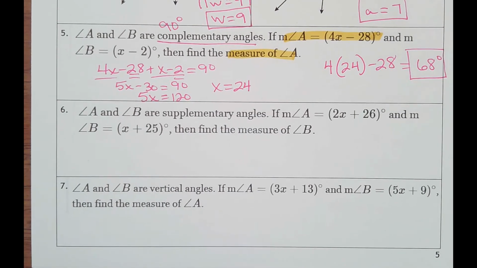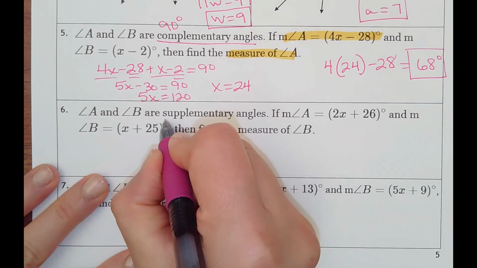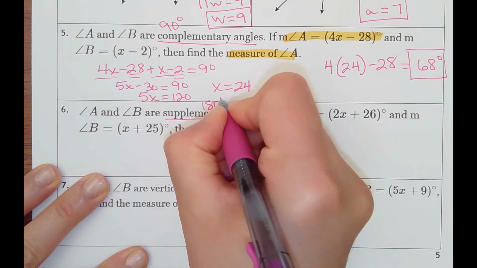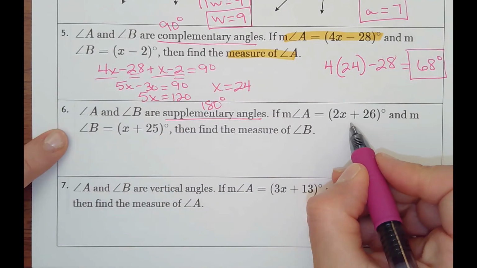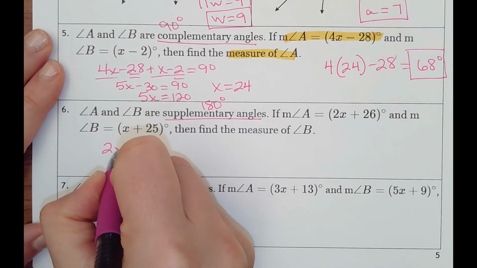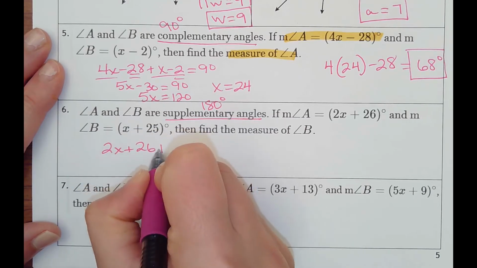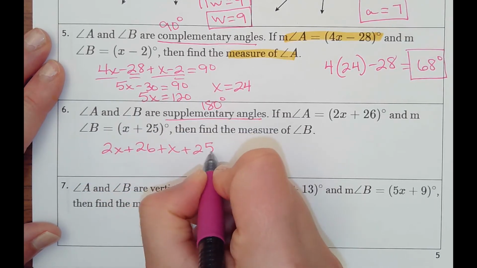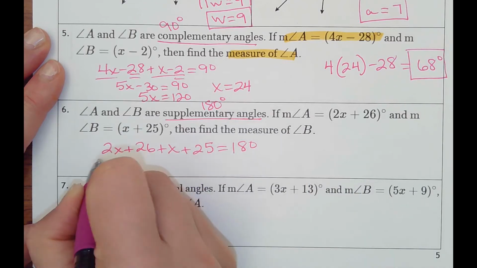Number 6, angle A and B are supplementary angles. That means they make 180 degrees. So we want to take these two angle measures and add them together and set them equal to 180 this time. Go ahead and solve that.